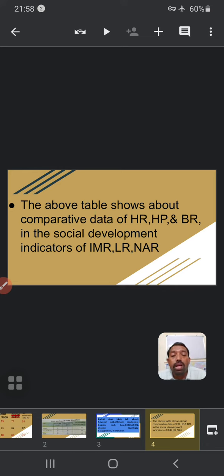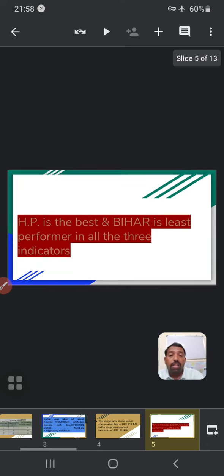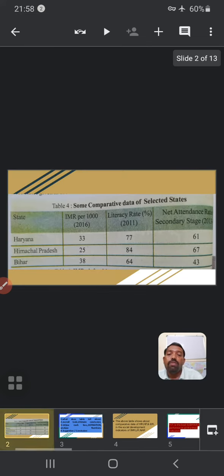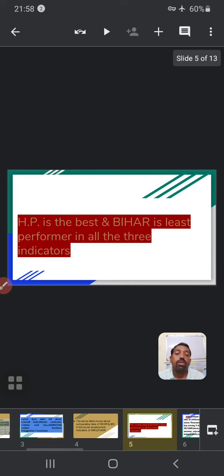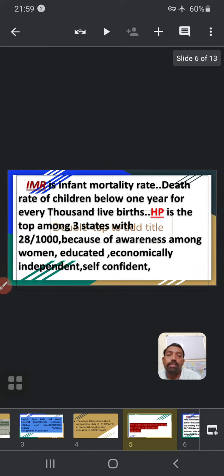So what is the next? You know, what is the ultimate conclusion? If you observe this, you see Himachal is the best performer in IMR, literacy rate, and net attendance ratio. Bihar is the least performer. This is the ultimate conclusion you have to write. That is the second point: Himachal Pradesh is the best and Bihar is the least performer in all three indicators. This should be the next point.